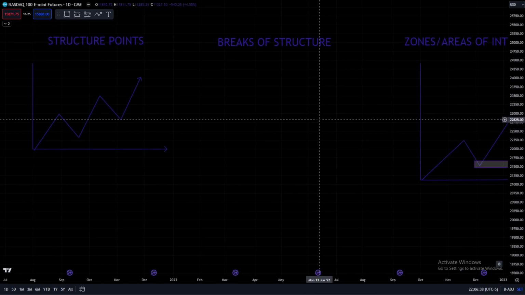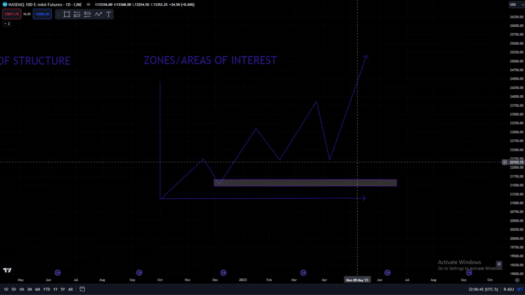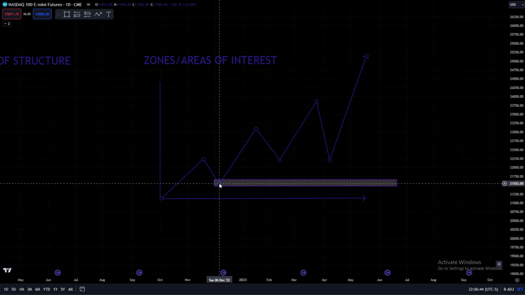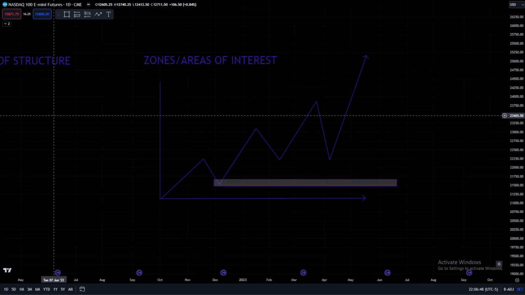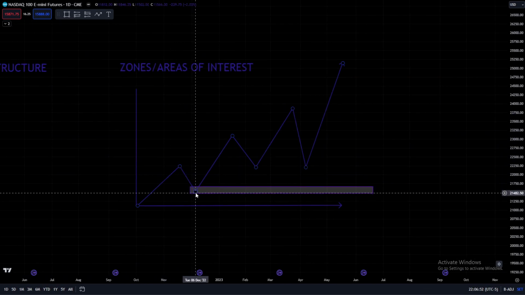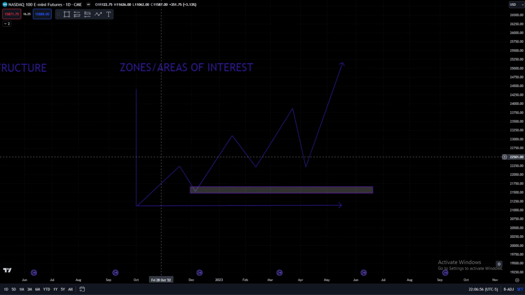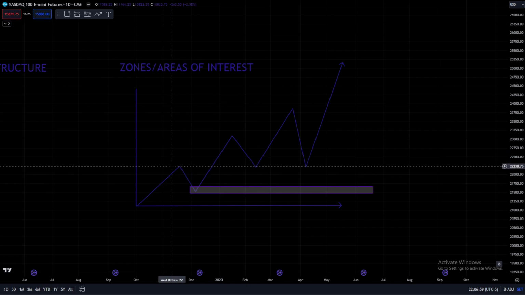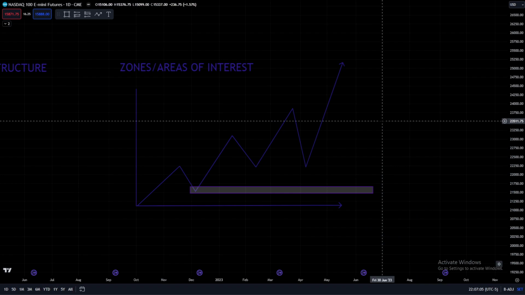So like I said before, remember, these pivot points are what we call structure points. So what happens when price breaks above that structure point? That's what we call a break of structure. So price retraces and then it comes up and breaks this point of structure. That's what you call a break of structure. So what's the importance of these breaks of structure? What structure breaks show you is an increase in volume in a certain direction.